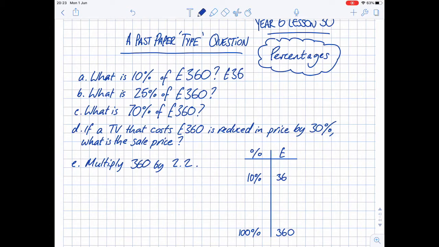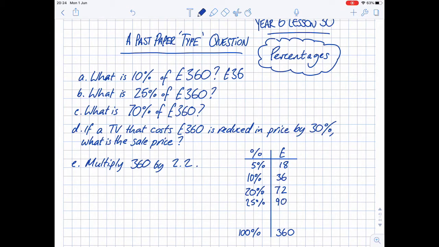Now, there's a couple of ways, obviously, of doing 25% because it's a quarter of 360. But I'm going to do it using the percentages. So I need to work out 5%. How do I get from 10 to 5? I halve it. So I need to halve my amount. So 5% is £18. Okay, but I need to work out 25%. How do I get from the 10% to 20%? I double it, which means I need to double my amount. £72. And then it's a simple case, isn't it, of adding 20% and 5% to get 25%, and I also obviously need to add those amounts on the corresponding side, so I get £90.